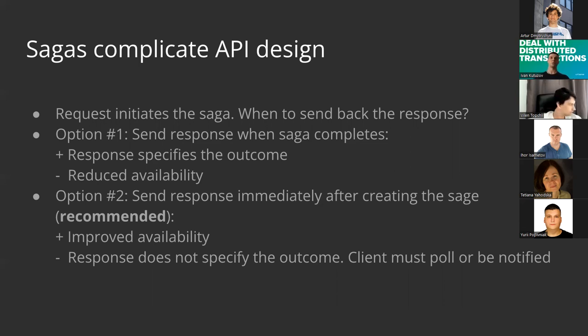Okay, so also from the API perspective, we should think about two possible options for how we will respond to our Saga request. When the client makes a request, we can respond immediately. That's the third option and the recommended one. And the first one is to wait until we gather all results and provide a response with the outcome.